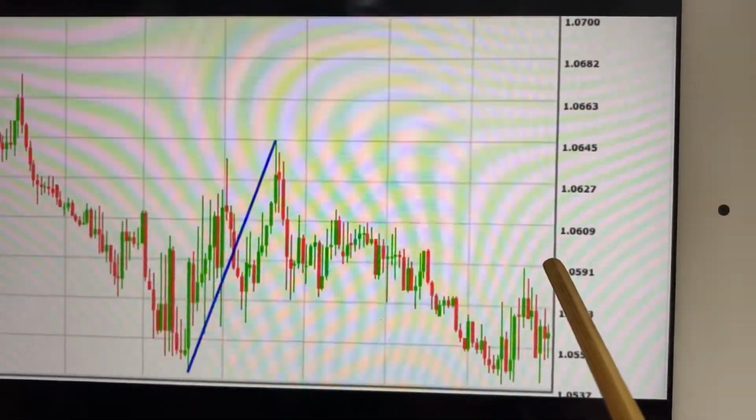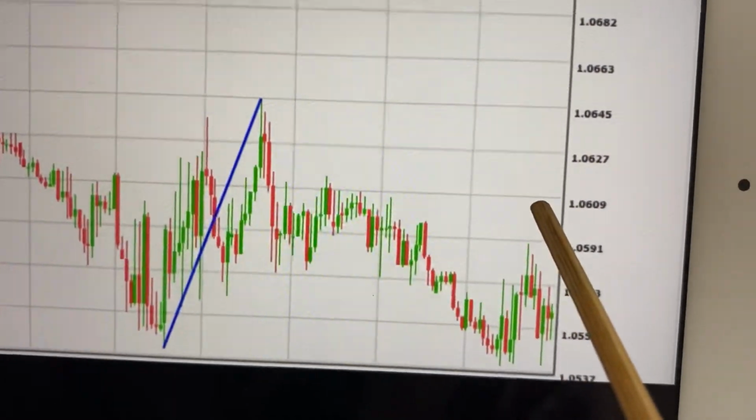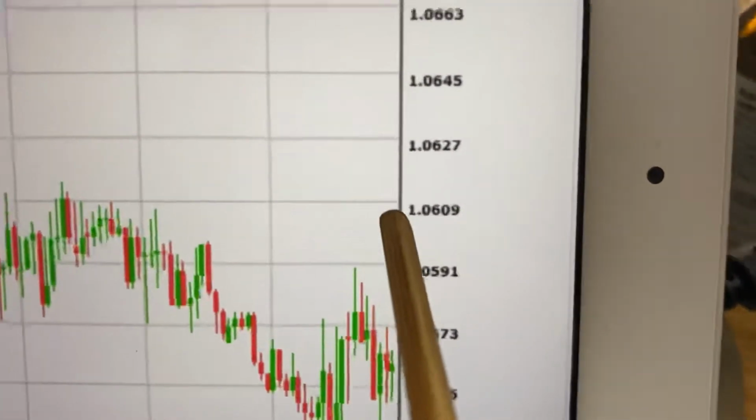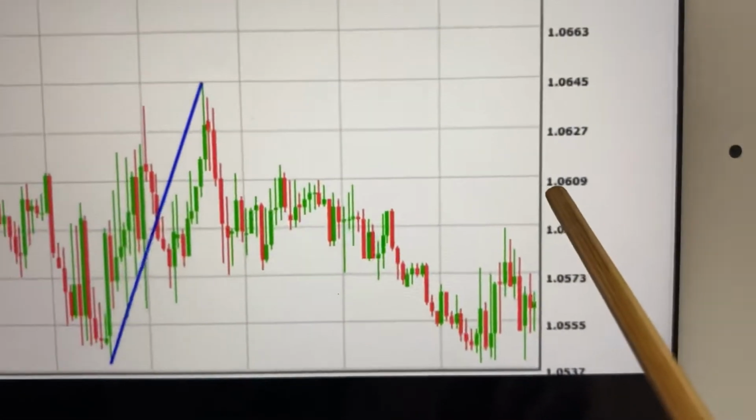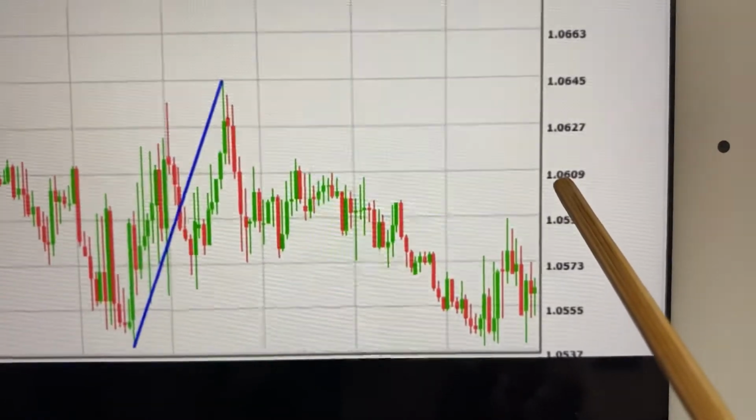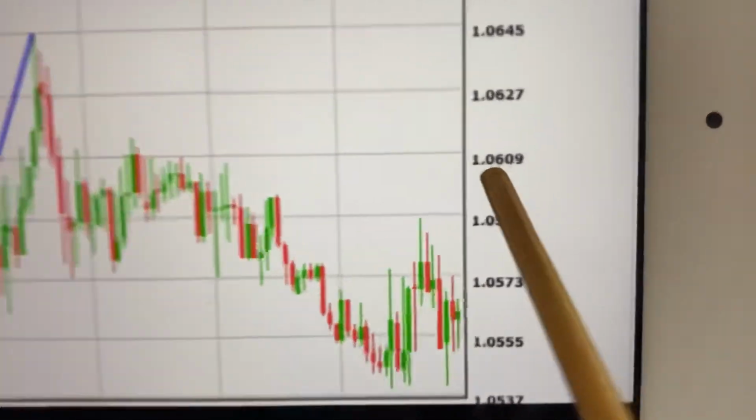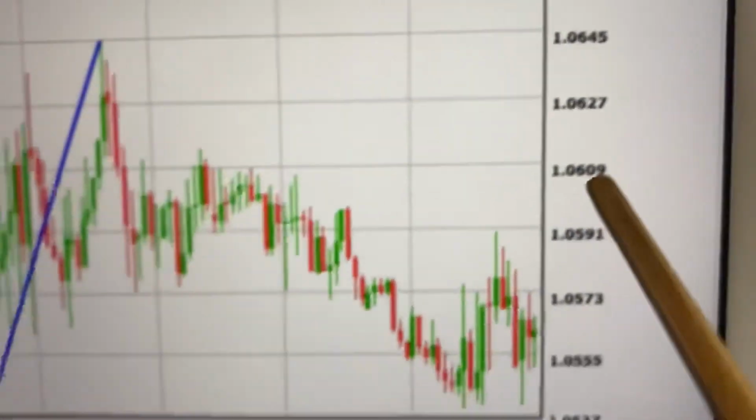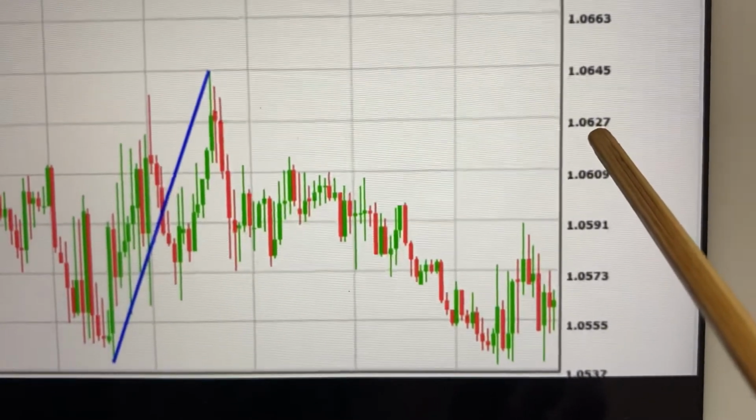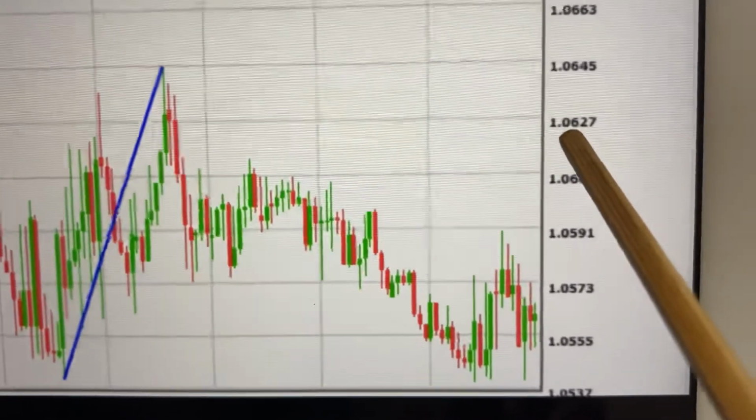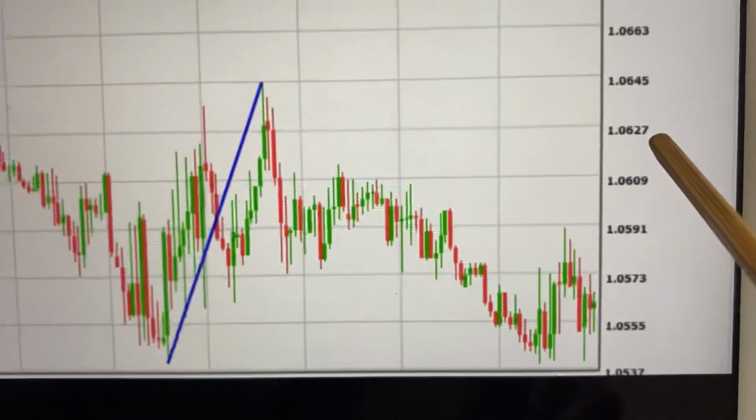So what I recommend and which I use, I recommend this one. Stop loss EURCHF on the 1.0609. 1.0609 stop loss. But I use this one. I prefer maximum safety. I use 1.0627. That is what I use.